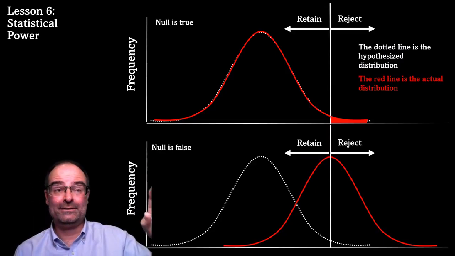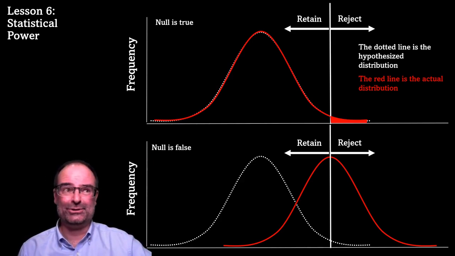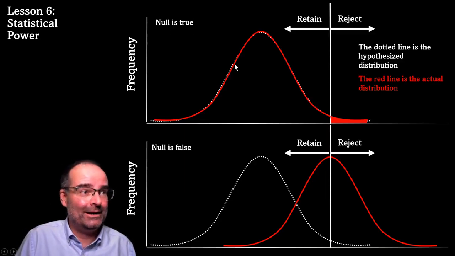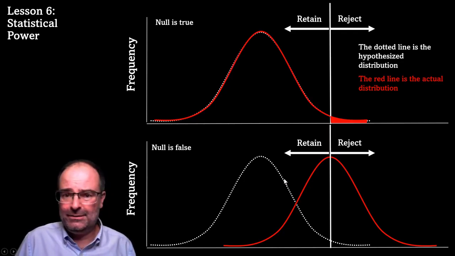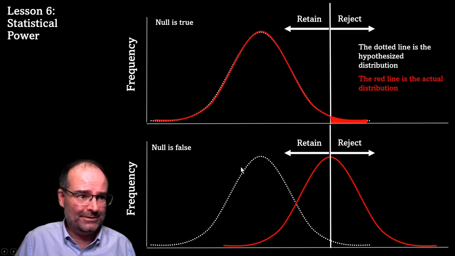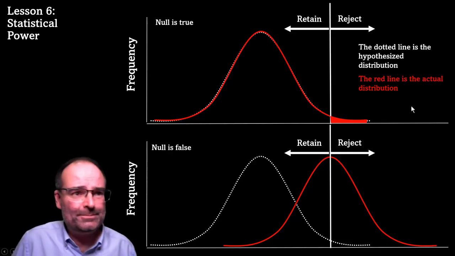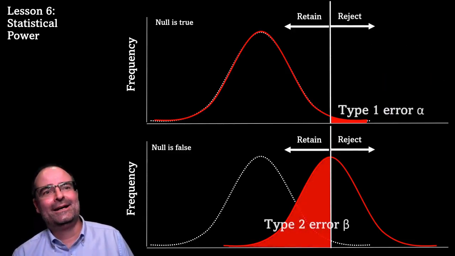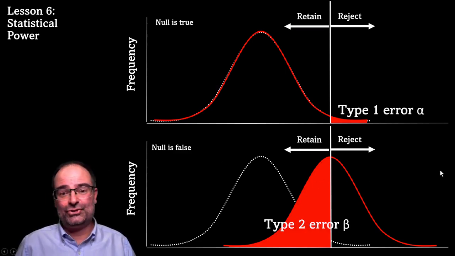The top one, the dotted line, the hypothesized distribution, is in the same place as the actual distribution because the null is true. See up here, null is true. That's why the red line and the dotted line are in the same place. When the null is false, they're in different places. This is the null distribution. This is what's actually going on. So we've just been considering this little region of rejection here, this 5%, which is a type 1 error. And indeed it is, but this huge red bit down here is a type 2 error.